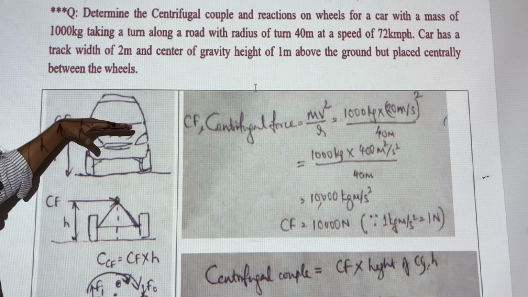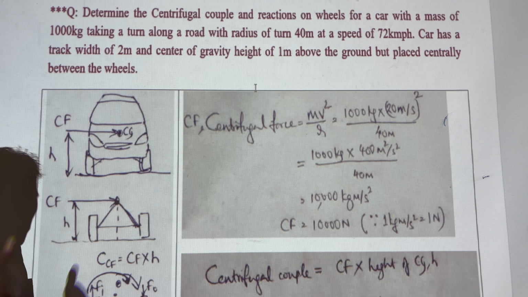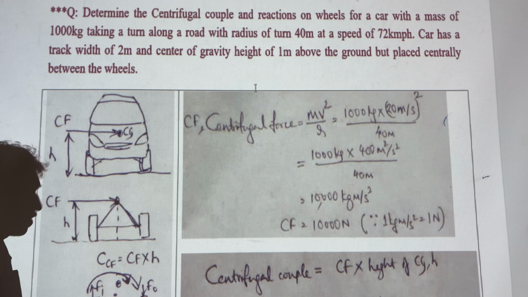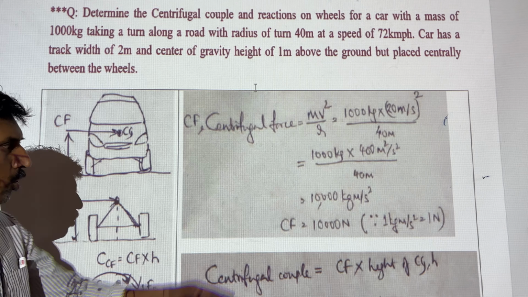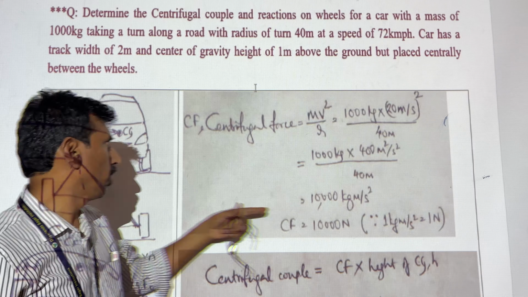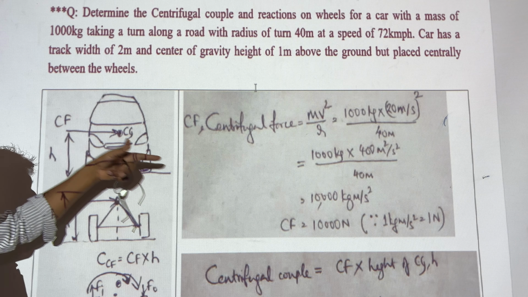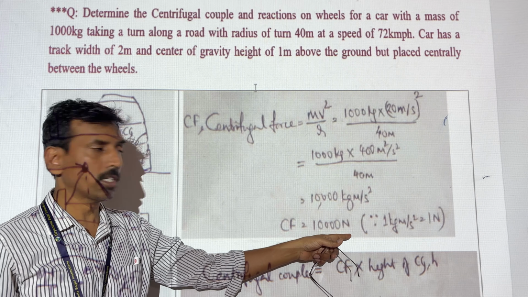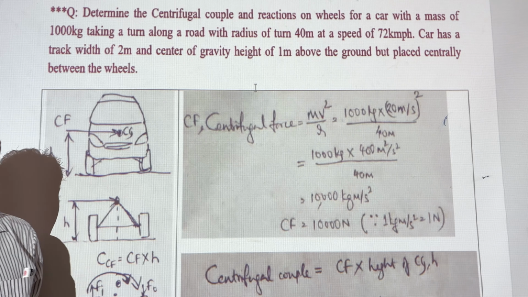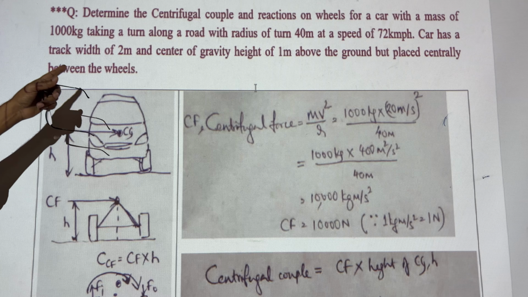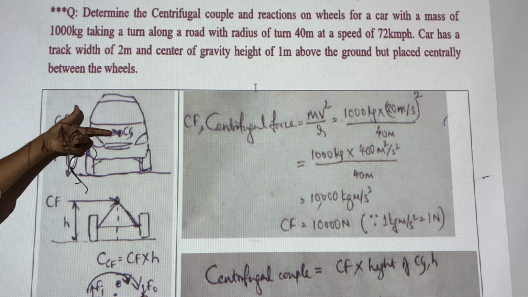And if you apply 1000 kgs of force, do you feel this car will topple? Do you feel that if I apply a force of 1000 kgs from the side, the car will topple? Because by the mv square by r formula, I found that this centrifugal force which is acting is equal to 10,000 newtons, which is approximately 1000 kg force. The weight of the vehicle itself is how much? 1000 kg. I am applying a force of 1000 kg here.